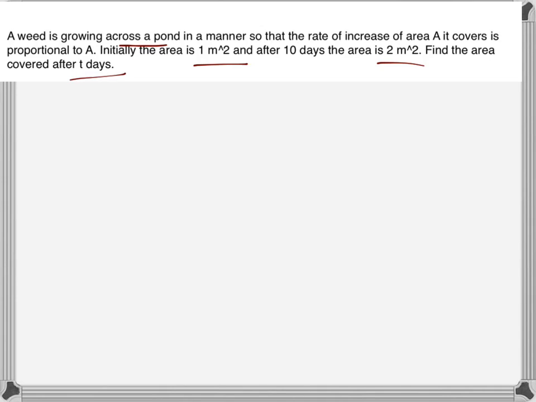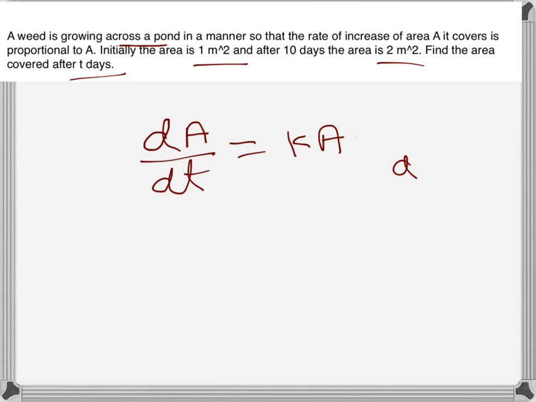So it says that the rate of change of area, that would be dA over dt, is proportional to area. So we can write it as kA, where k is the proportionality constant. Basically the problem says that dA over dt is proportional to A, so we write it with a proportionality constant, and it becomes a differential equation. Now we need to solve this differential equation to get the equation of area.